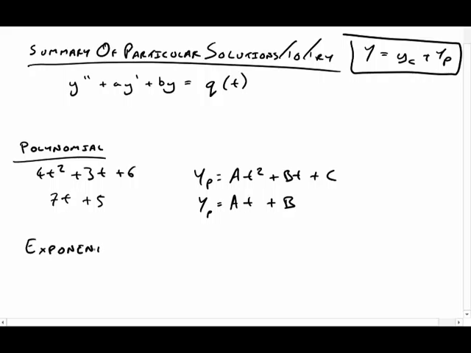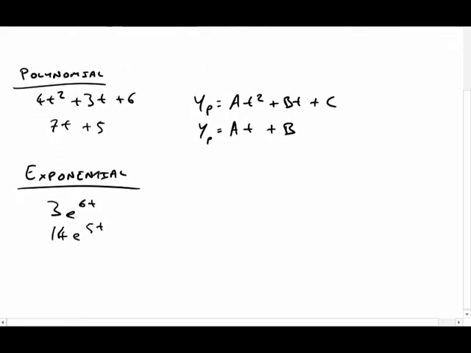So in other words, something like if you've got an exponential on the right hand side. So something like 3e to the 6t, or 14e to the 5t, and so on and so on. So if you've got that case, then you just try again the general case.